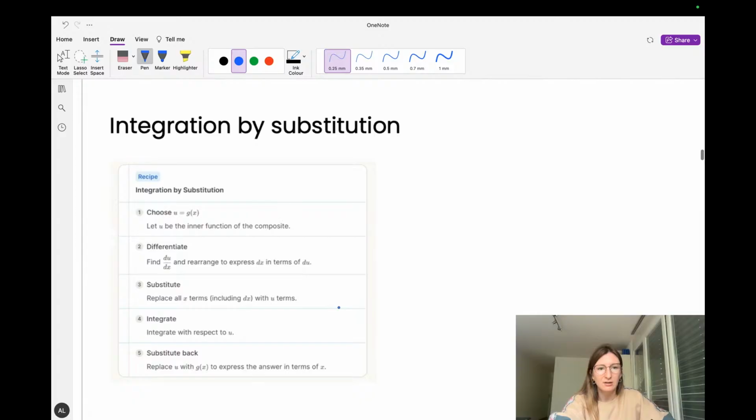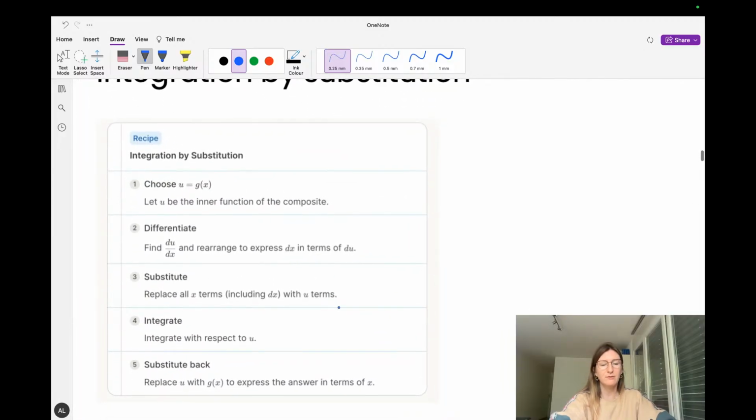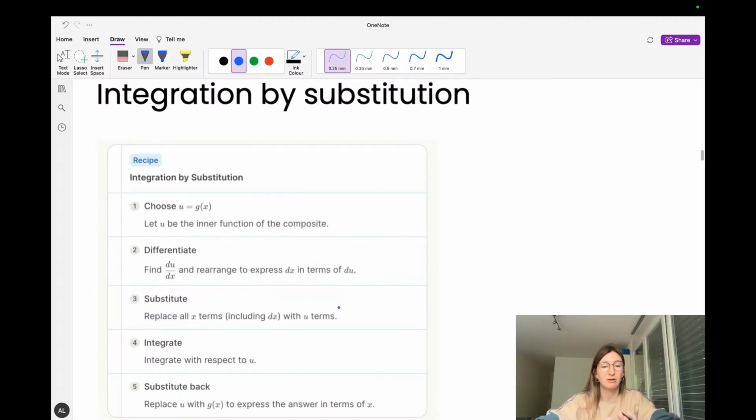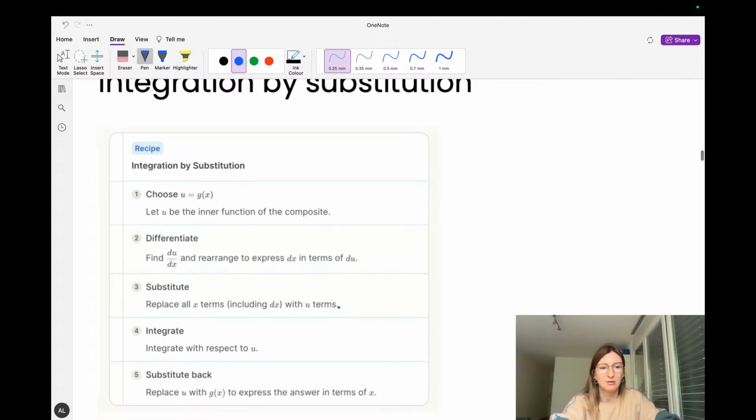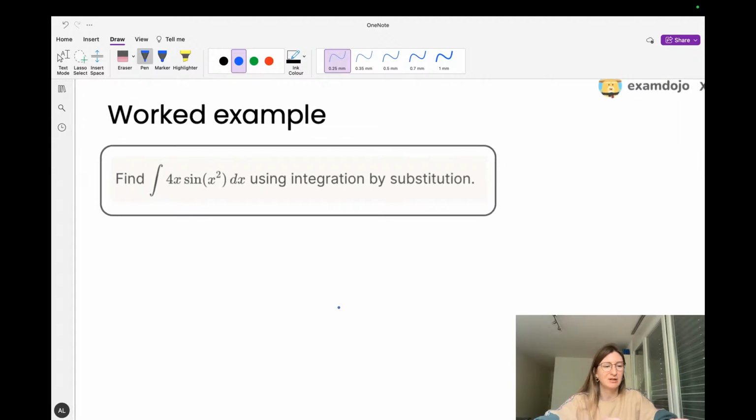All right, another thing that you might get asked to do is integration by substitution. So we are going to have to substitute something to rearrange. So we've got to choose a u function, like our inner function that we see. Then we differentiate that. So even though we're integrating, we're actually going to have to differentiate that inner function, that u function, substitute it back, and then integrate. And then substitute back again. So if that made no sense at all, no worries. Let's do an example.